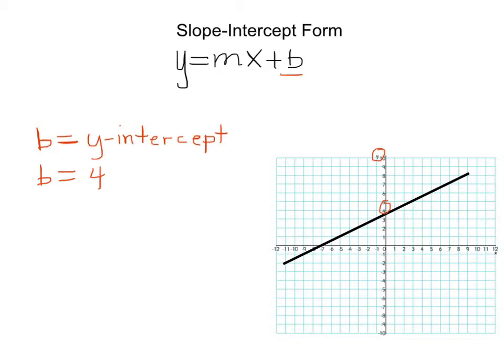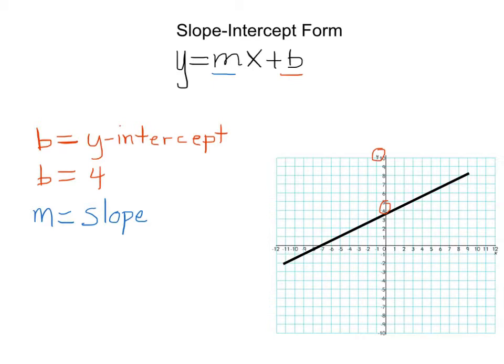The second part of the slope-intercept form is the slope of the line, and that's represented by the variable m. So let's write that down. M is equal to the slope. Now when we talk about slope, and we're going to talk about this a lot over the next few days, but just as an introduction, the slope is basically the calculation of how steep a line is.